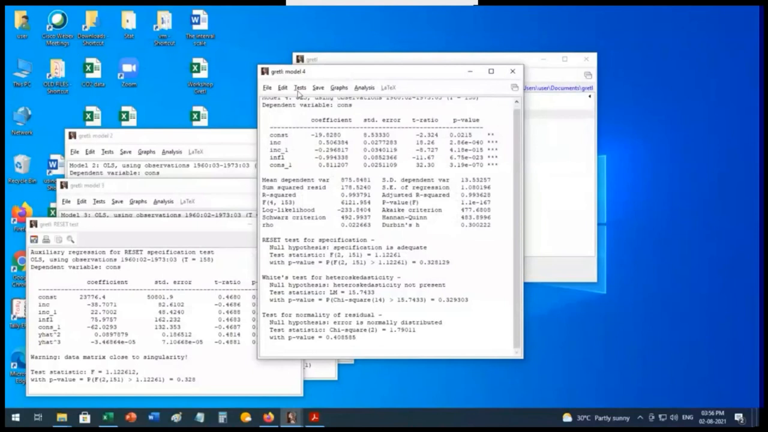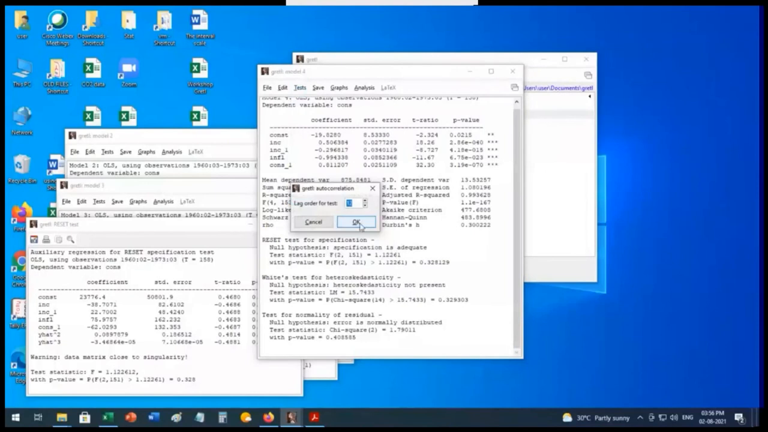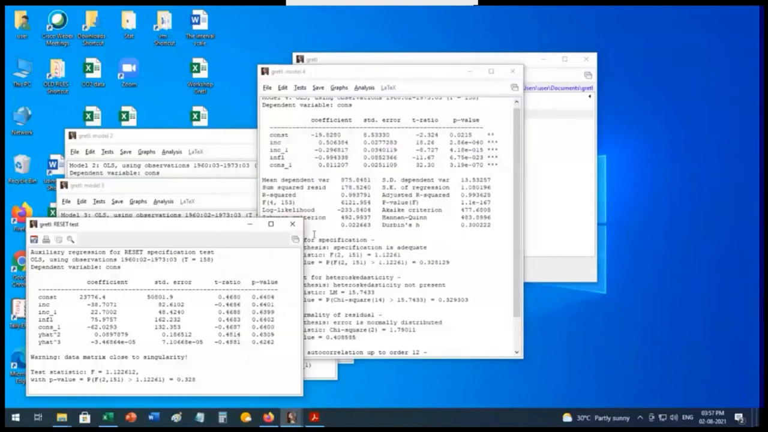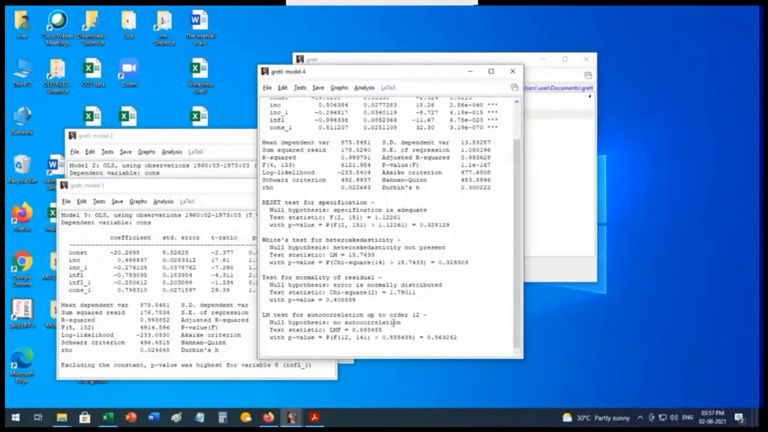Then we go to test. Now we have autocorrelation. Click autocorrelation. We are giving 12 lags. Come down, we have the 3 tests. All the 3 tests, the p-values are 0.563, 0.523, 0.25. That means all the p-values are greater than 5%, so there is no autocorrelation up to the order 12. Okay, I shall just remove this. So this also is reported here.